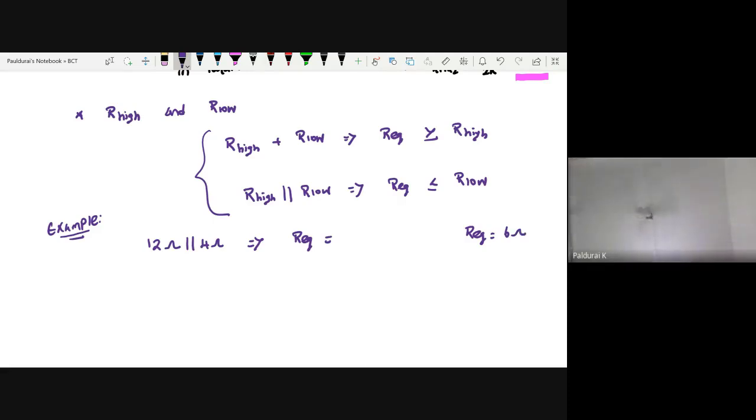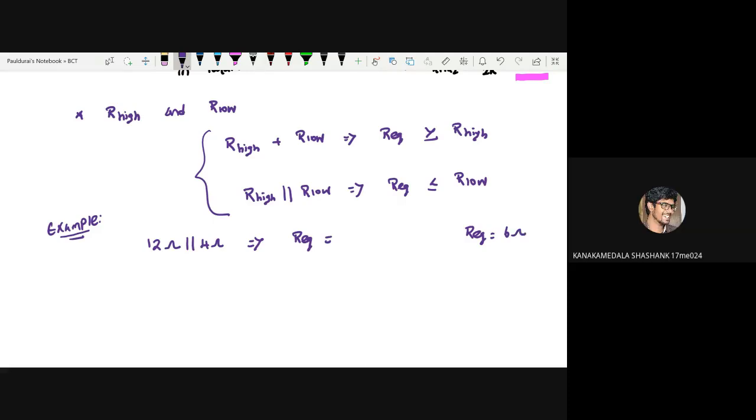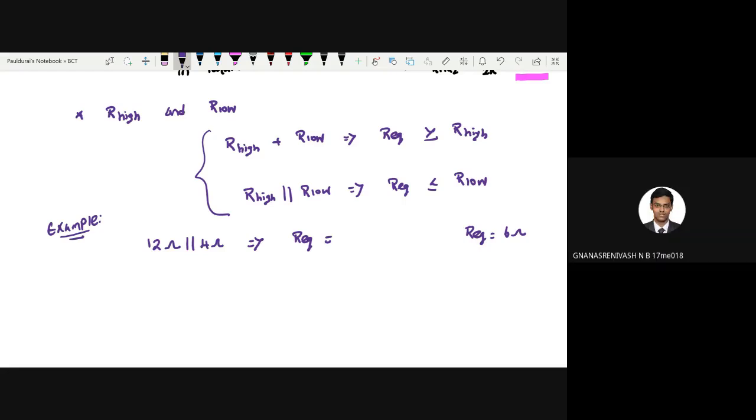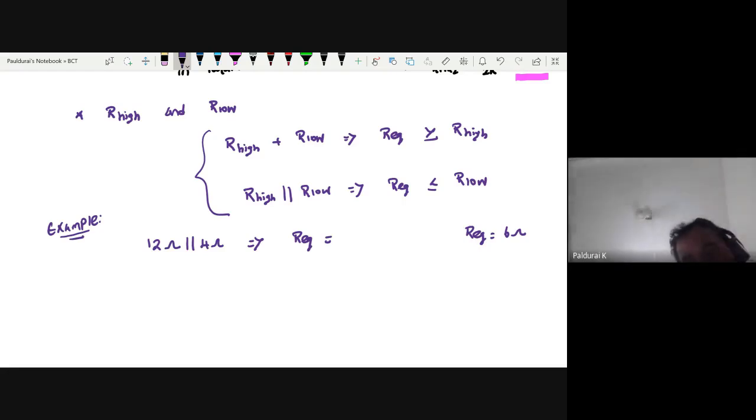Will you accept this? Not it. Why? It should be less than or equal to 4. That is the observation, right? You want to keep it in mind. So R equivalent is definitely less than or equal to 4 ohm. Obviously, if you calculate, you will get R equivalent of 3 ohm.